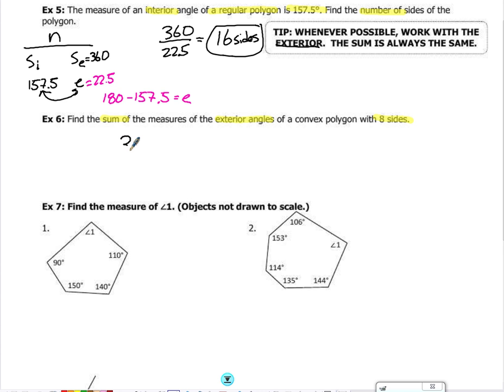Mr. Ausel, what happens if there's like 2 million sides? Well, the sum is always 360 degrees. Don't overthink it. Read the question, highlight the important information, and answer the question quickly.